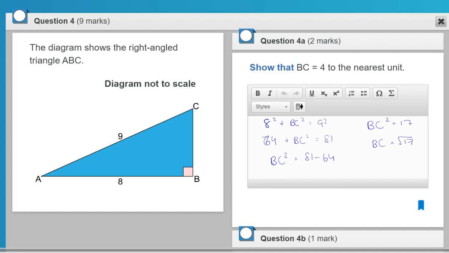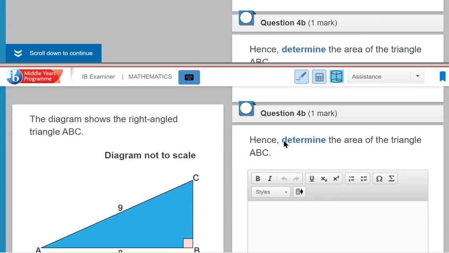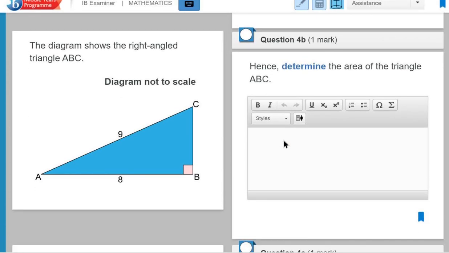So if you were to calculate the square root of 17 on the calculator, you would get an answer of 4.12. So correct to the nearest unit, it's definitely closest to 4. Okay, very easy question. Everyone should be getting 2 marks. Even the ones who might be getting 3 and 4 in your final exam, even you should be getting 2 in these. Hence, determine the area of the triangle ABC.